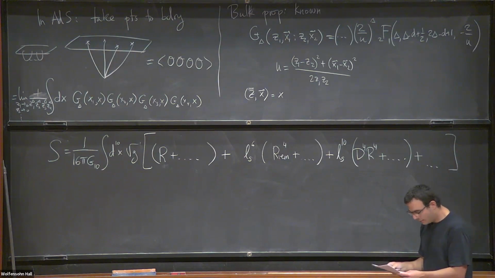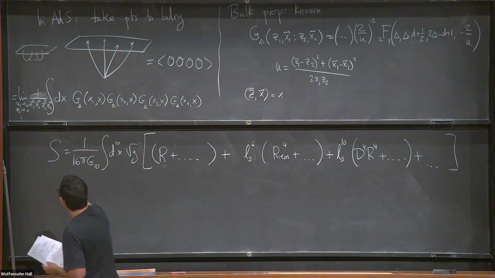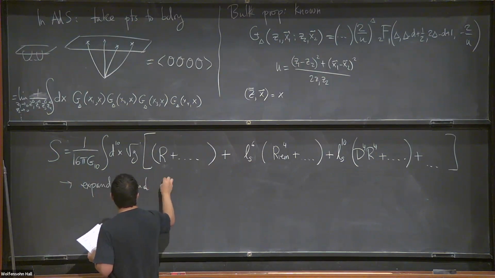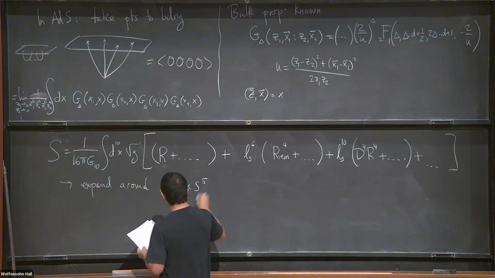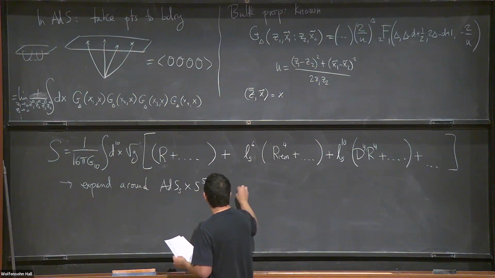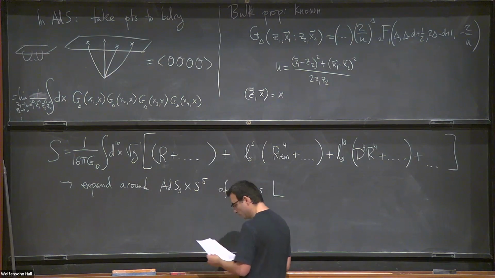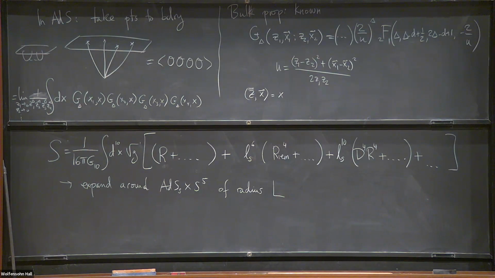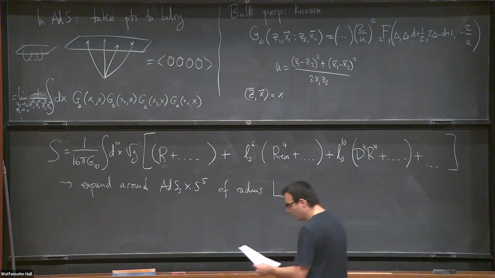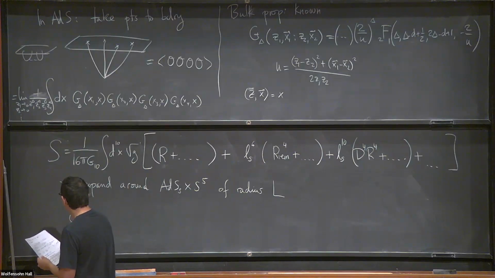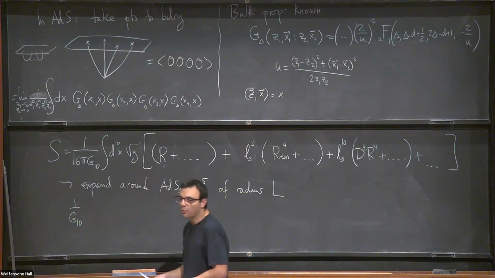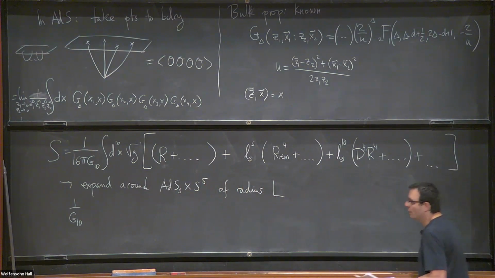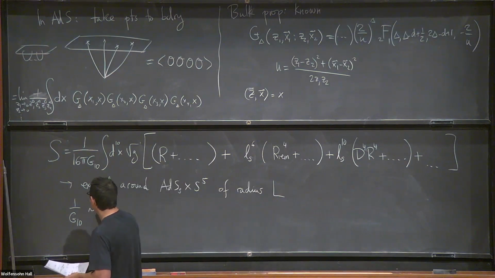So this is what this looks like. What we're supposed to do is to take this and expand around AdS5 times S5 of radius L. Then let's just try to figure out how things scale, how propagators scale, and how interaction vertices scale. What we need to recall is that 1/G10, the Newton constant, is proportional to 1 over string length to the 8 times g_string squared. And in field theory quantities, that just gives N squared. So this is proportional to N squared.